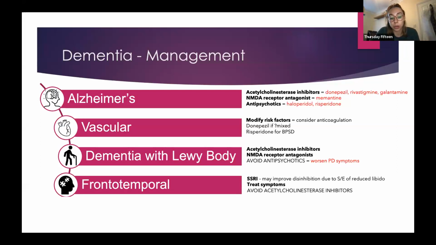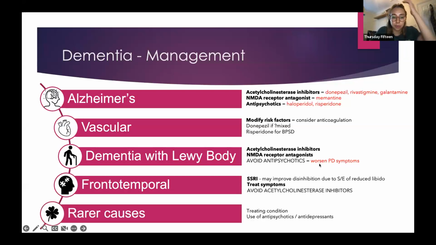You're advised to avoid acetylcholinesterase inhibitors in frontotemporal dementia, so you're more limited in terms of what you can use. And then the rarer conditions are generally treated by treating the condition and using antipsychotics and antidepressants.